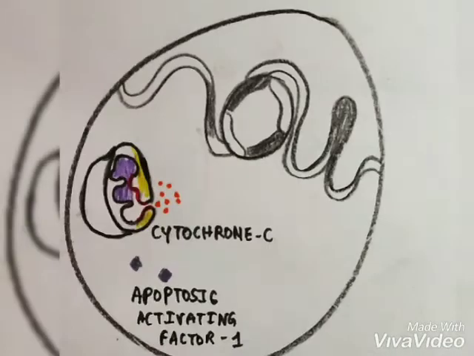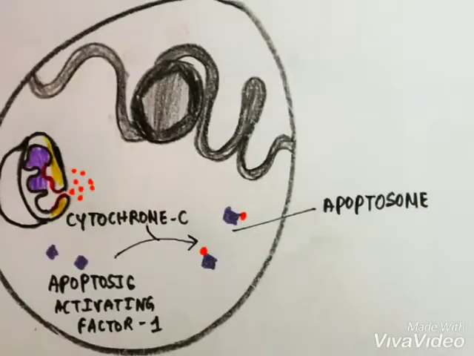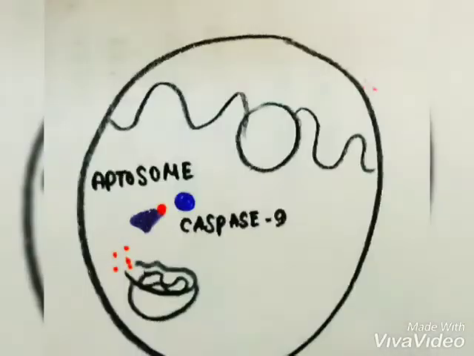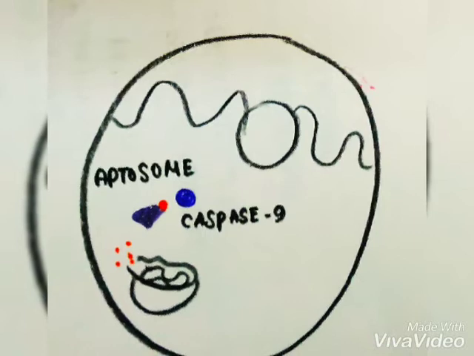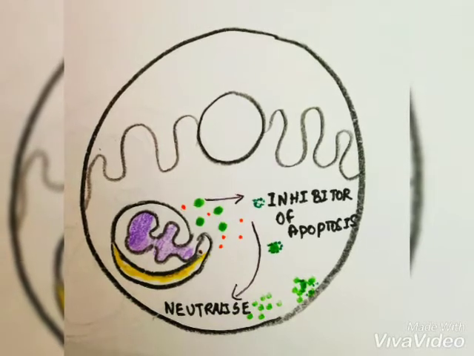It combines with apoptosis activating factor 1 and makes a complex called the apoptosome. This apoptosome complex forms activation of caspase 9, and the other mitochondrial protein inhibits the inhibitor of apoptosis, thereby the apoptosis takes place.